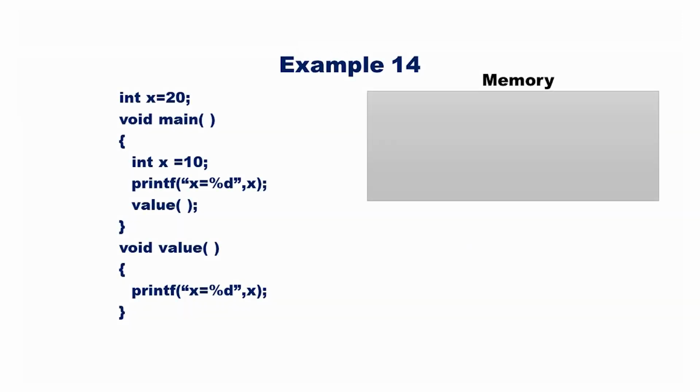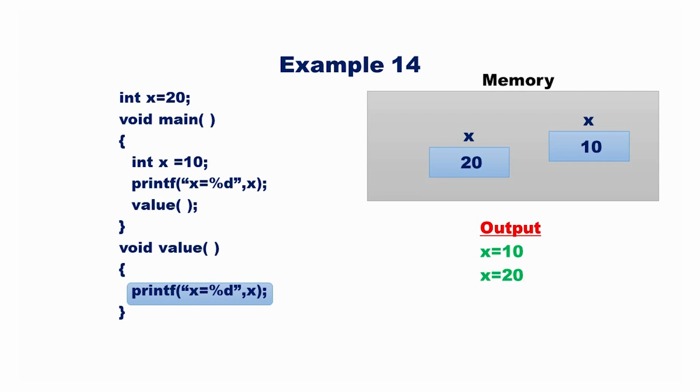Let us take this example. Global variable x is created and initialized with 20. Inside main, a local variable is created with the same name x and initialized to 10. Print x. Which x will be printed? Here the value of local x will be printed, that is x equal to 10. Next, call to function value. Go to value, print x. Here the value of global x will be printed, that is x equal to 20.